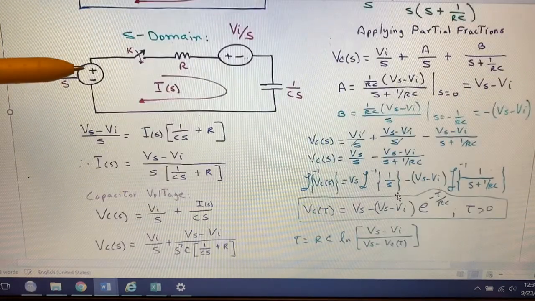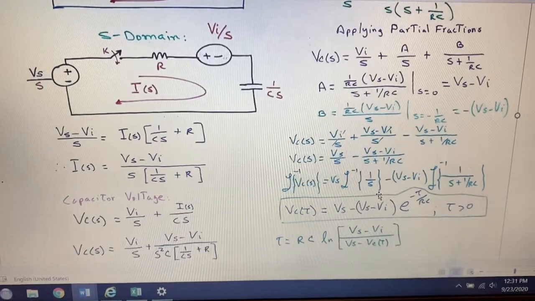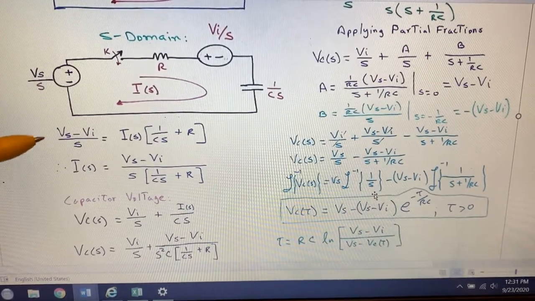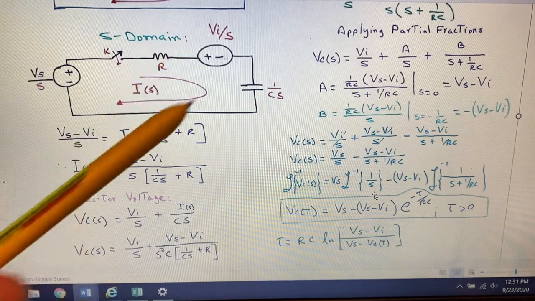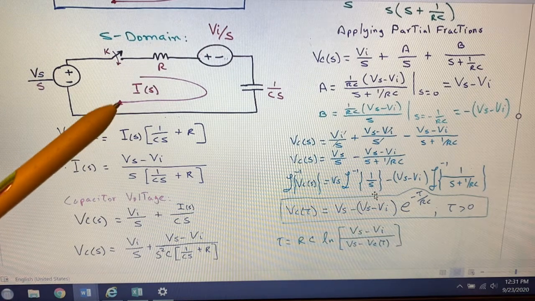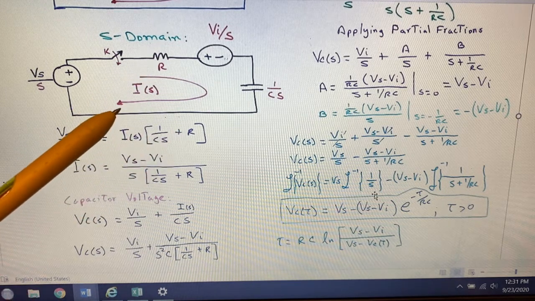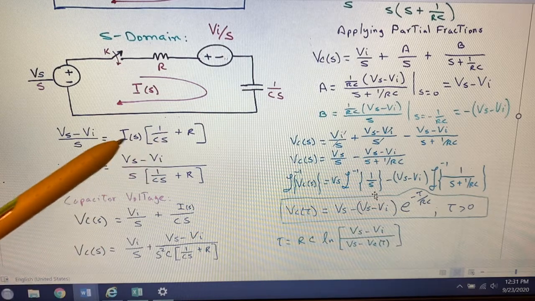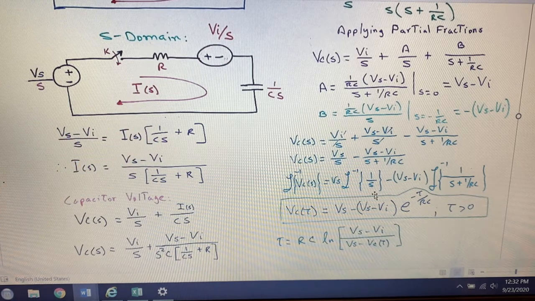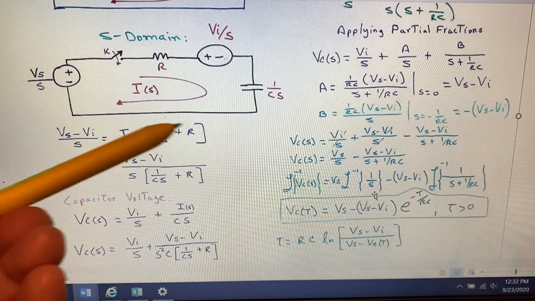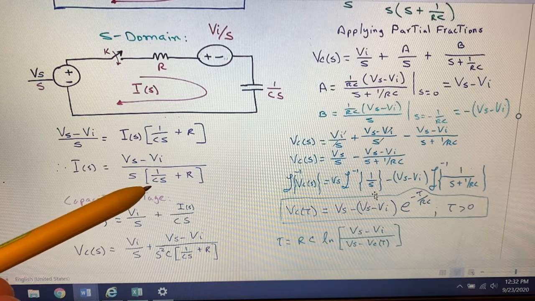To start solving this circuit we have the S domain, and notice right here, I'm going to center this circuit. Notice that we solve this with the two power supplies that we have: Vs minus Vi divided by S is equal to the voltage drops across R, so we have Is times R plus the voltage drop across 1 over Cs. This is the equivalent of the voltages using KVL. Solving for Is, I pass this term to the other side and divide, so it's Vs minus Vi divided by S, over 1 over Cs plus R.